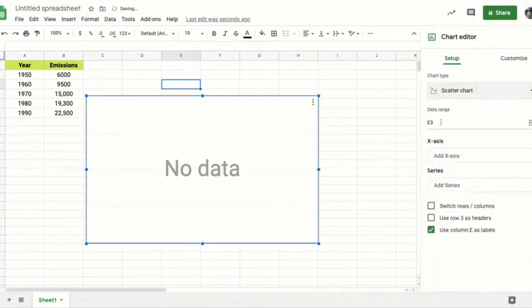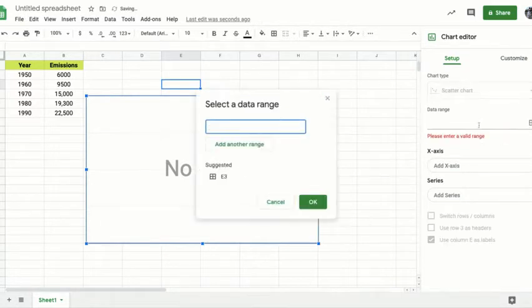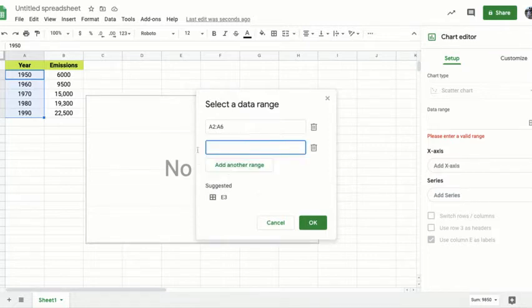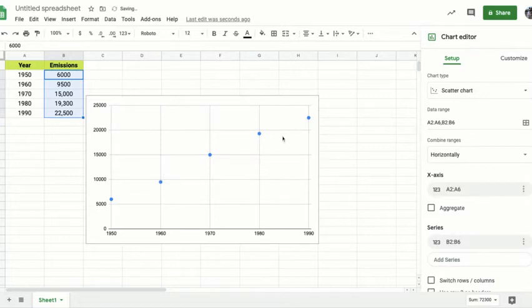All right, I need to select my data. So what I do is I click this little box and I'm going to click and hold. I'm going to drag down and select, and then I let go. I'll come over here. I'm going to add another range. Click, hold, drag. So I have my X's and my Y's. Click OK, and there we have a scatter plot.